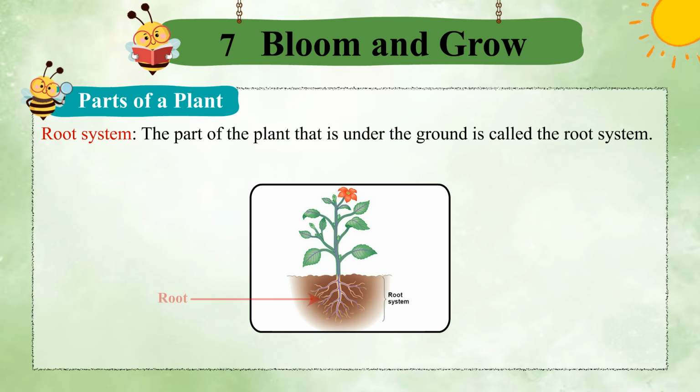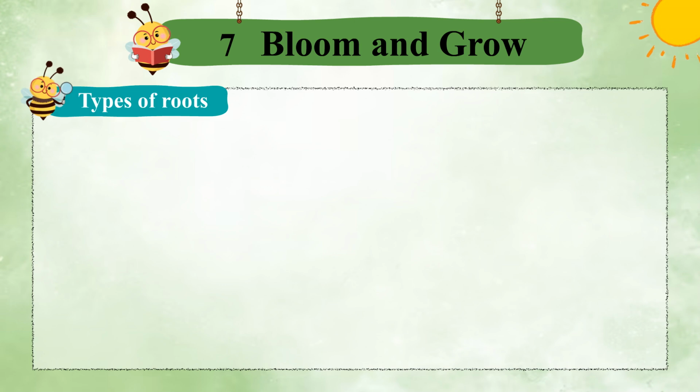Root system. The part of the plant that is under the ground is called the root system. It grows deep down inside the soil. Types of roots. Roots of almost all plants grow below the ground. There are two types of root system.